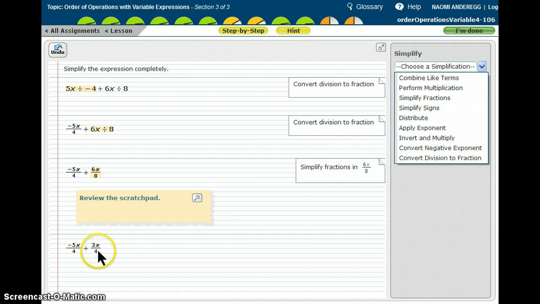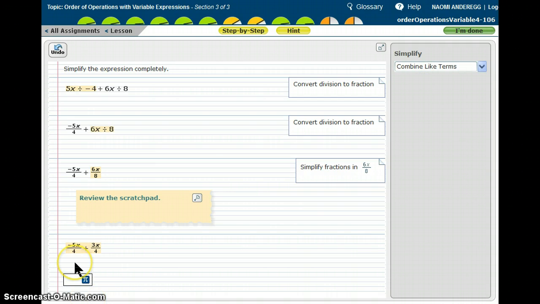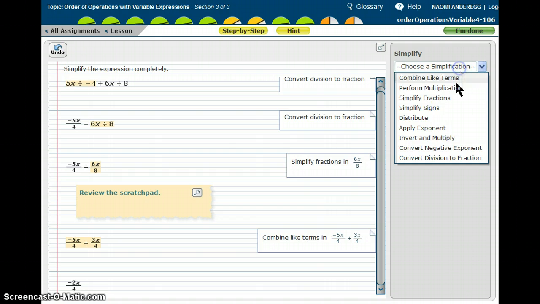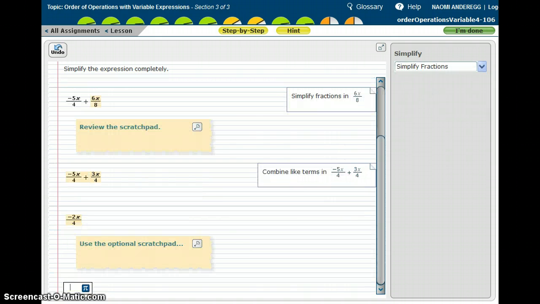They have the same denominator, so it'll be over 4, and then I'll just add -5x plus 3x is -2x. So let's see here. Combine like terms, and I'll have -2x over 4, and then I can simplify that fraction. So I go down, simplify fraction, and I'll have -x over 2. That is dividing the top of the fraction, the 2x by 2 and the 4 by 2. 2x divided by 2 is x, 4 divided by 2 is 2.